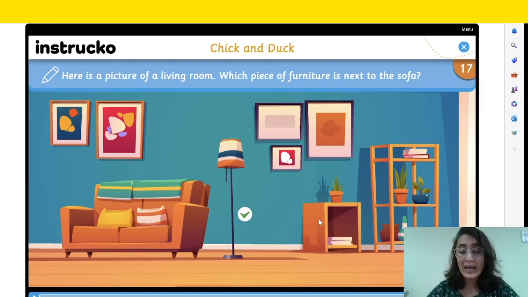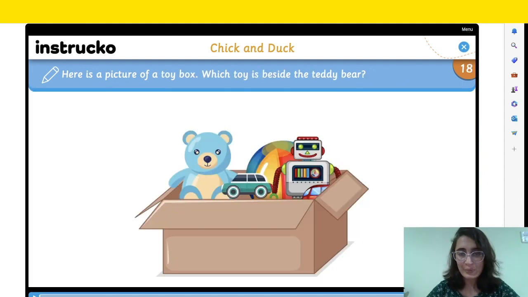And now if I ask you, what is beside the side table? Correct. Again, there are 2 things beside the side table. See, on the right of the side table, we have this decorative wooden stand, and on the left of the side table, we have the lamp. So there are 2 things beside the side table, correct? Very nice. Now let's move to the next activity.